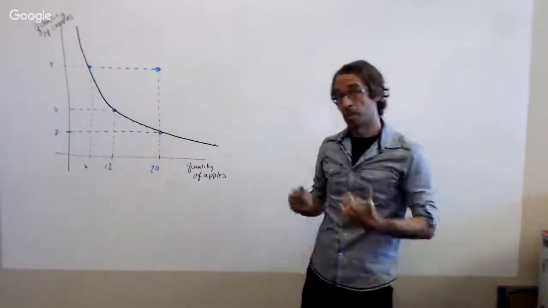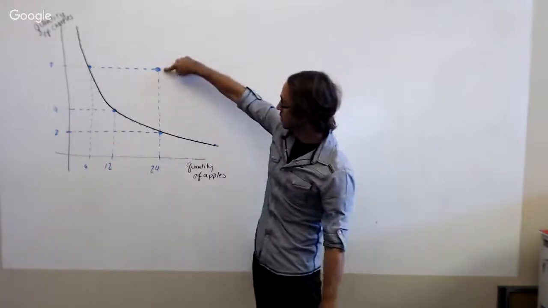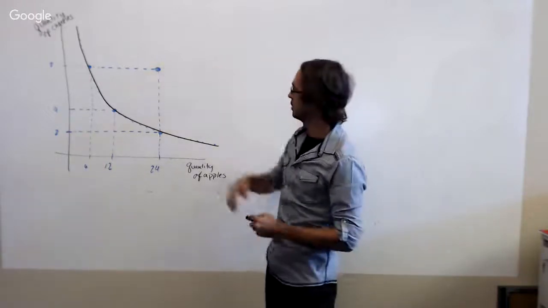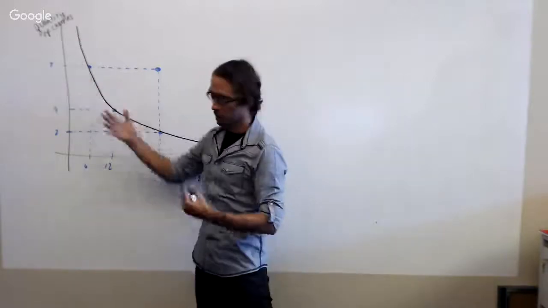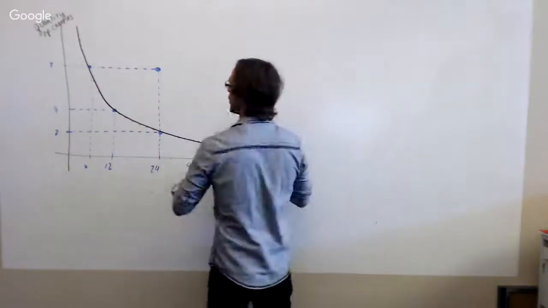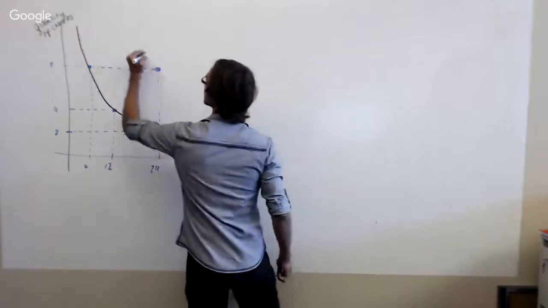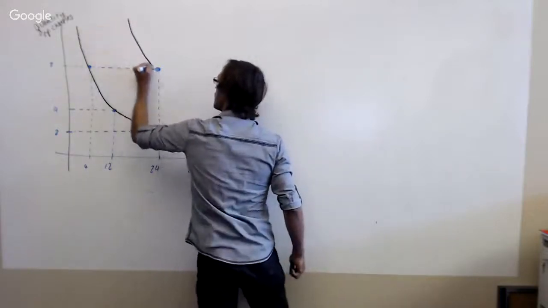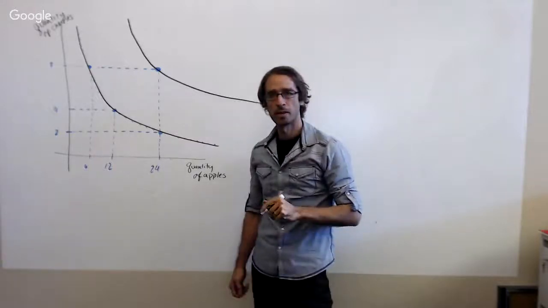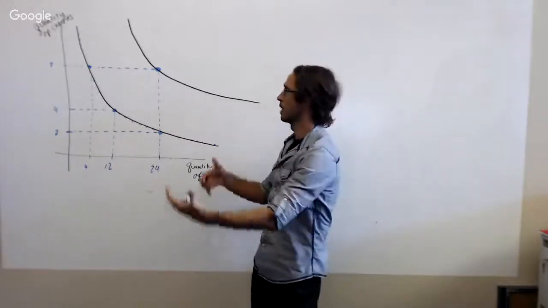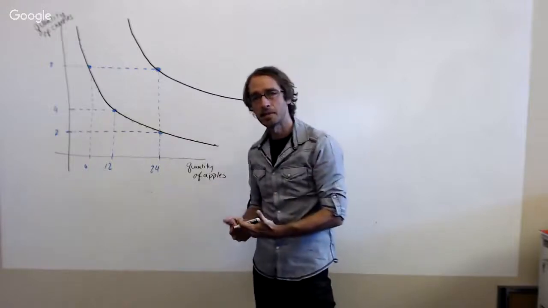Can we find other bundles that make this person indifferent to 24 and 8? Yes. And again, if we repeat the process, we could eventually find out that all these bundles make the person indifferent to 24 and 8. And so you see we've created one indifference curve, then we create another one, and we can create as many indifference curves as we want.